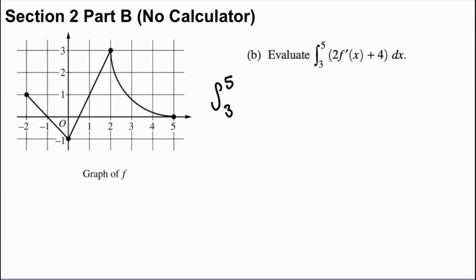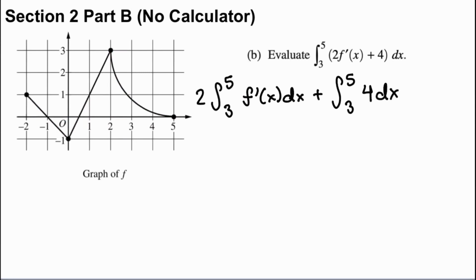So you can split apart a definite integral if it's being added, if there's a sum inside of it. So I'm going to pull the 2 out. We're going to have this integral of f prime of x dx, plus the integral from 3 to 5 of 4 dx. Now we're going to have to employ some fundamental theorem of calculus concept. So I'm just going to write this out here on the side.